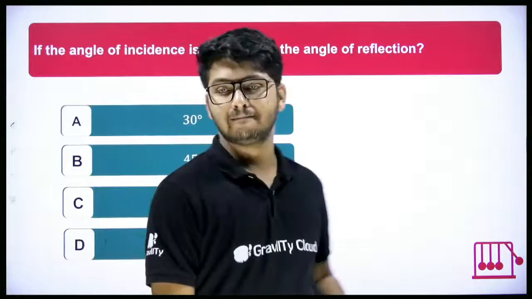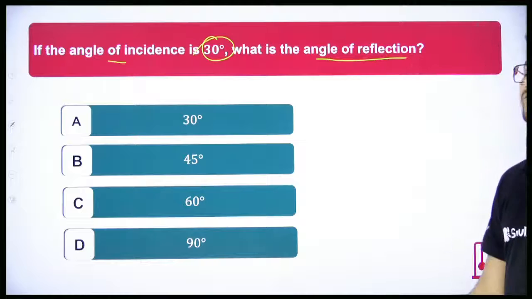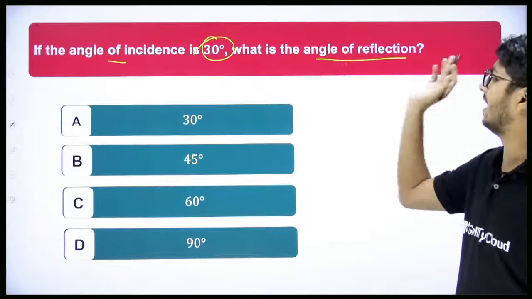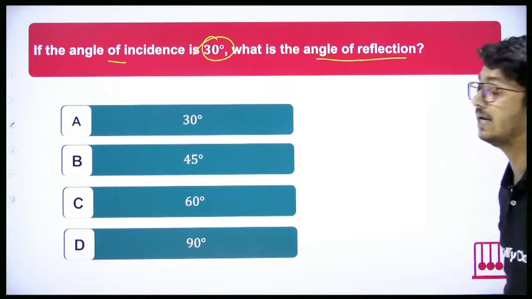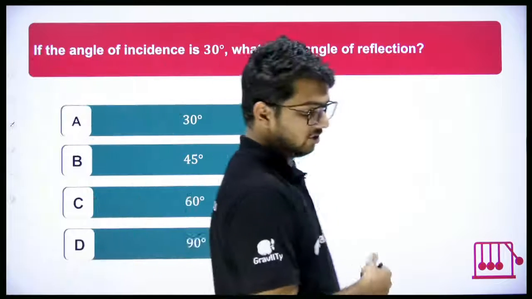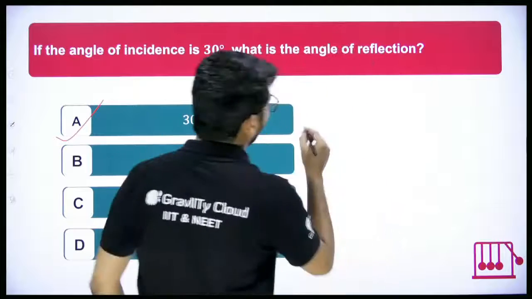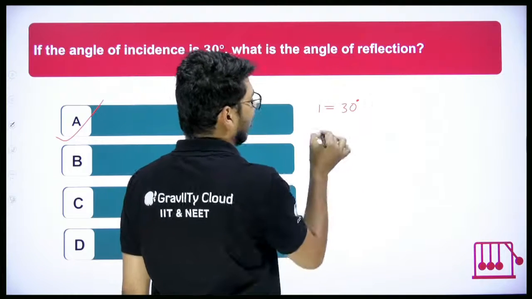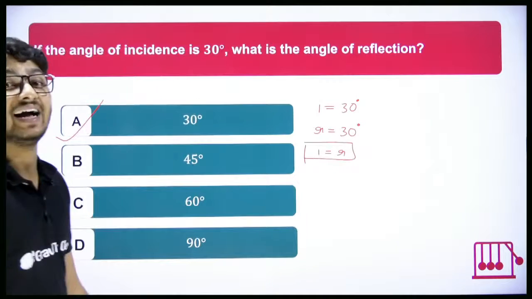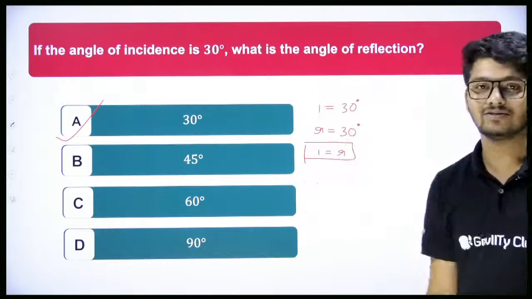So we have a simple question here. Let's solve a few questions then. If the angle of incidence is 30 degrees, what is the angle of reflection? You have a few options: 30, 45, 60 and 90. What is that going to be? Very simple, straightforward. The answer is 30 degrees itself. Why? Because the given information is I is equal to 30 degrees. According to the laws of reflection, I is equal to R. Both of them are equal. That is the reason why R is also 30 degrees.